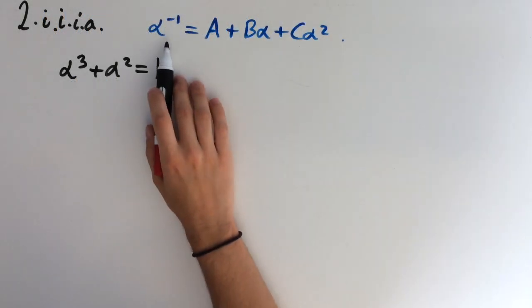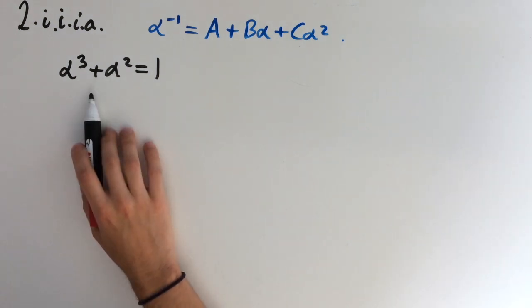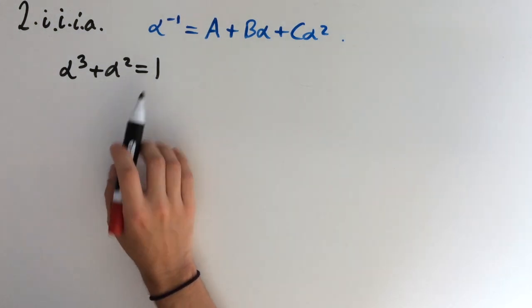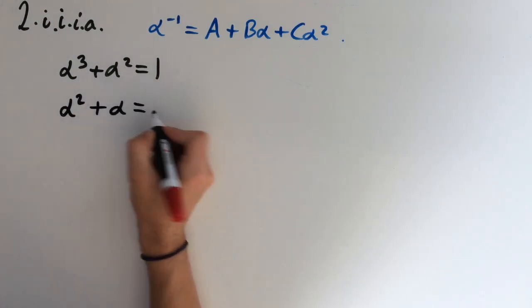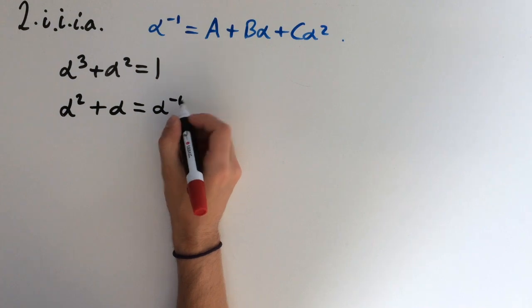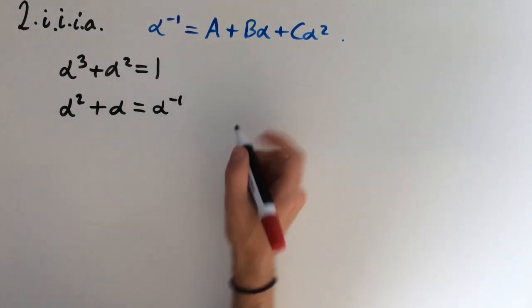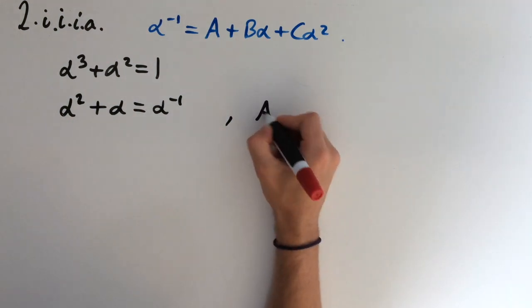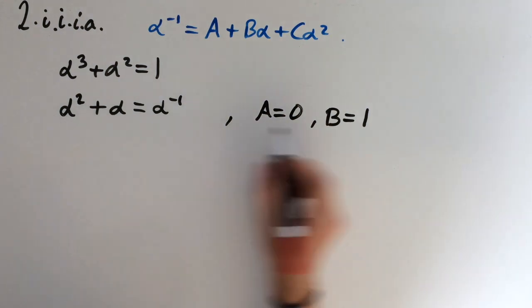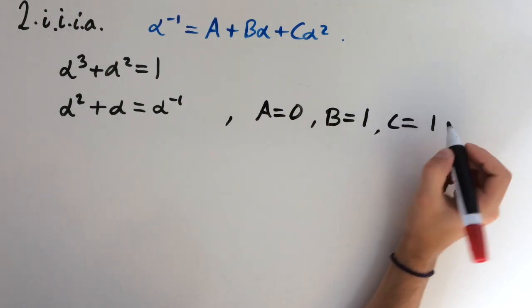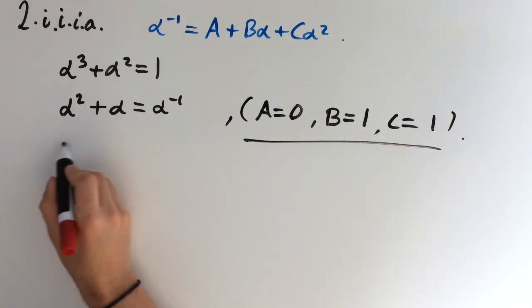For part A, our function is alpha to the minus 1. Now we're going to use the equation we're given in the first part of the question, and we're going to divide every term by alpha. So we'll get alpha squared plus alpha equals alpha to the minus 1. And this is it. We've got alpha to the minus 1 equals a quadratic expression. So for this, A equals 0, B equals 1, the coefficient in front of alpha, and C also equals 1, the coefficient in front of alpha squared. So this is the solution.